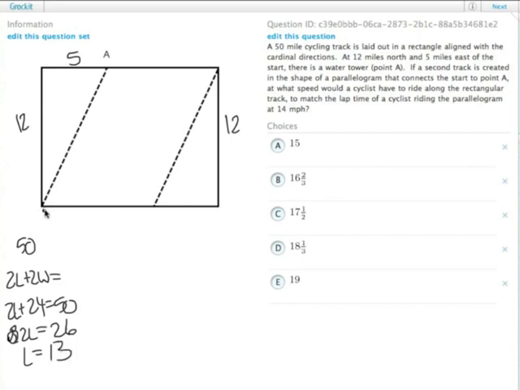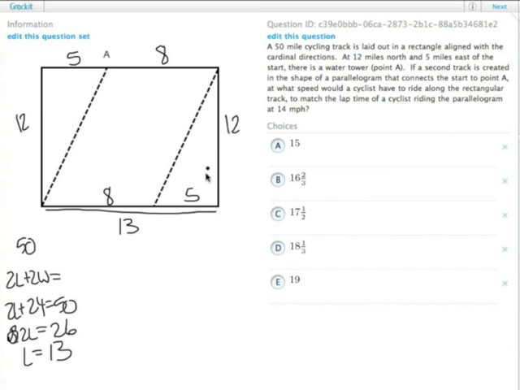So the length of this whole side is 13, as is the top one. If the whole side is 13 and this is 5, then this is 8, and this is 8, and this is 5. Then we're drawing, we're creating a second track within the first in the shape of a parallelogram.